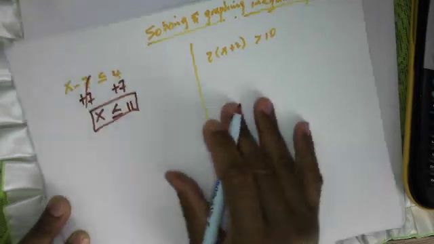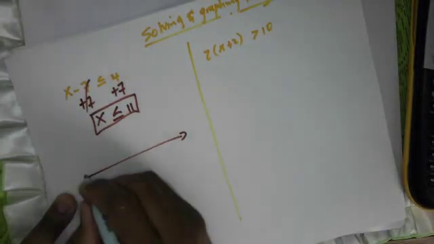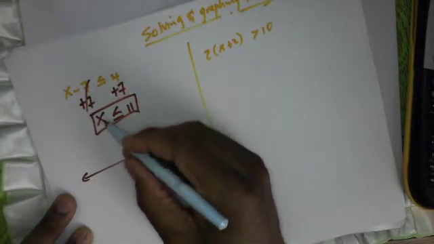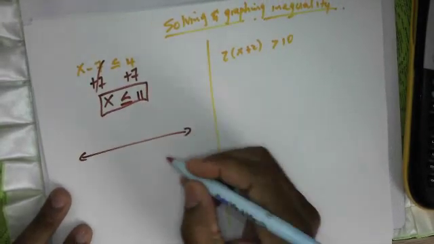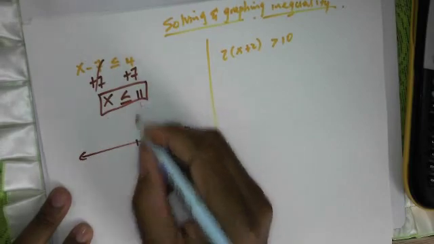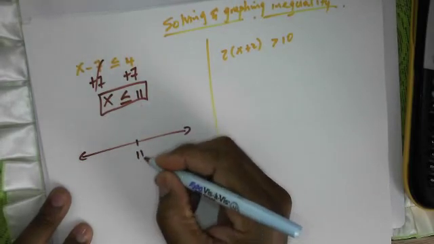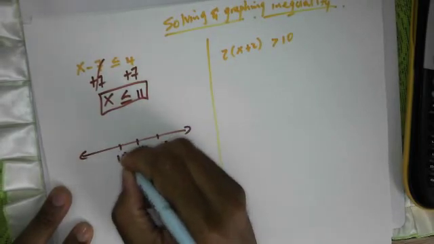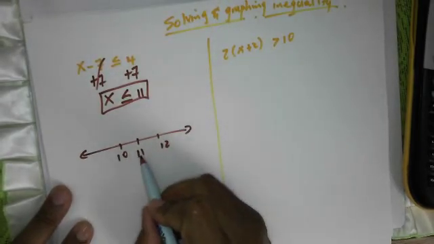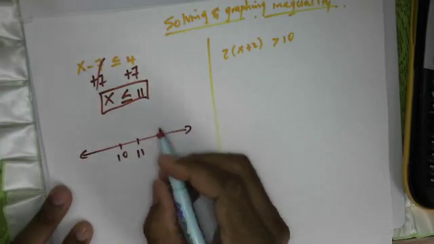This is our solution. Whenever you're graphing a one variable inequality, you will always use a number line to graph it. My solution is 11. That's what I'm mostly interested in. I could go ahead and put 12 here, I could go ahead and put 10 here, but it really doesn't matter. I'm just interested in my solution here.